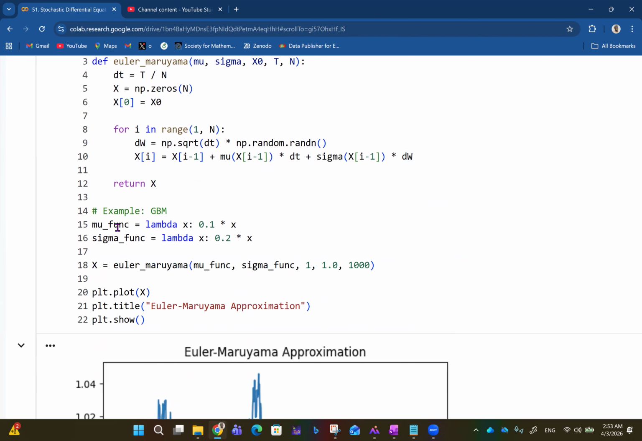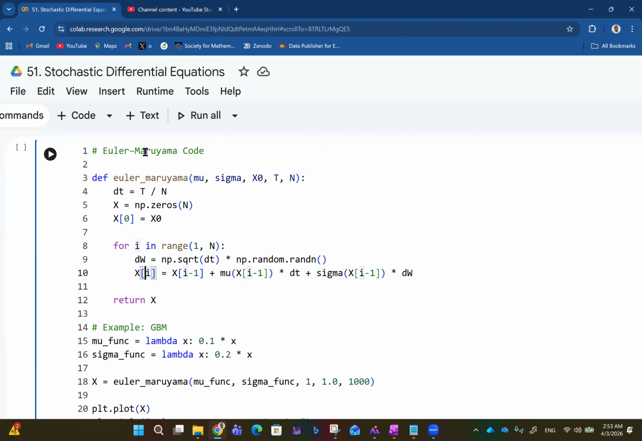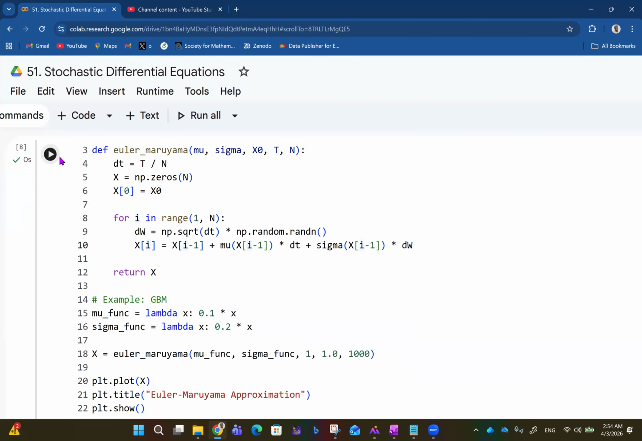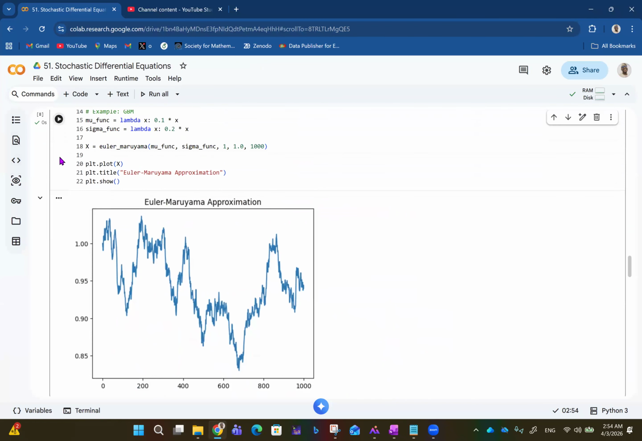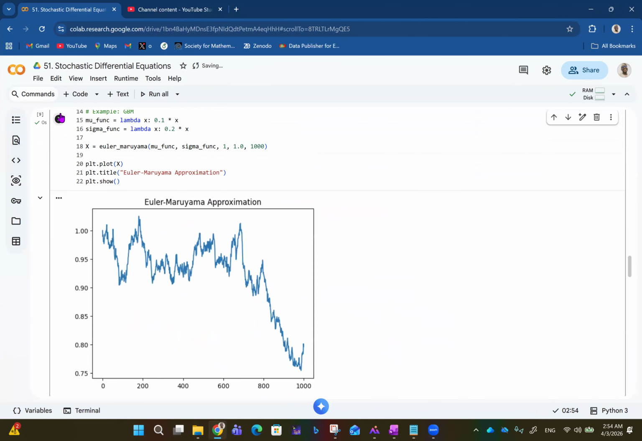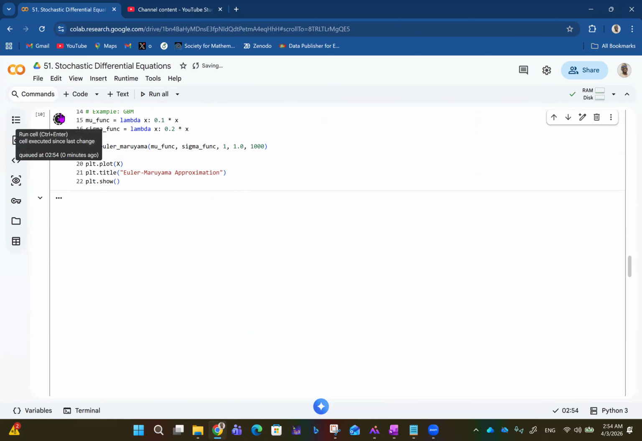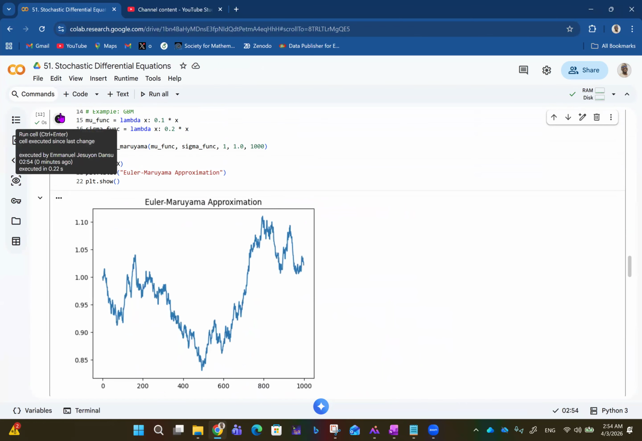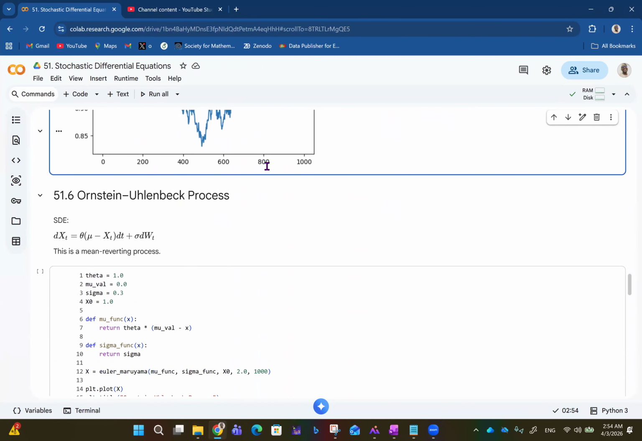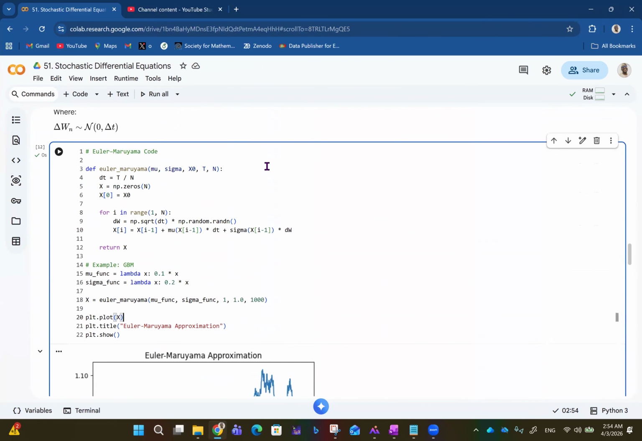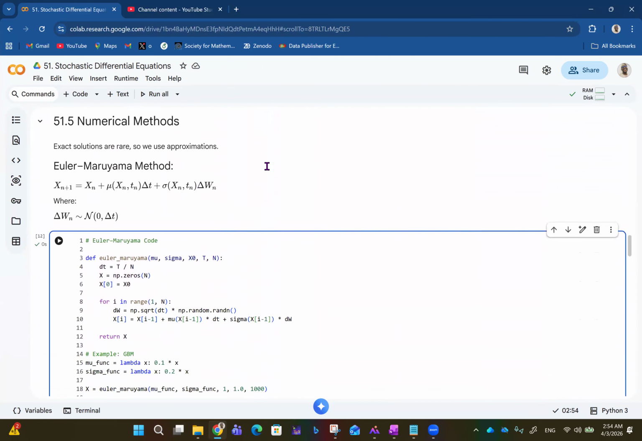You now have some examples. You can have a mu function which is 0.1x, and a sigma function 0.2x. So even the sigma and the mu themselves are given as functions. You can run all that and you keep having different shapes like this. So for the Euler-Maruyama approximation, you have that. But if you want a fixed result, you may need to set a seed, which makes sure that the results don't keep changing. So that's one numerical method, the Euler-Maruyama method.